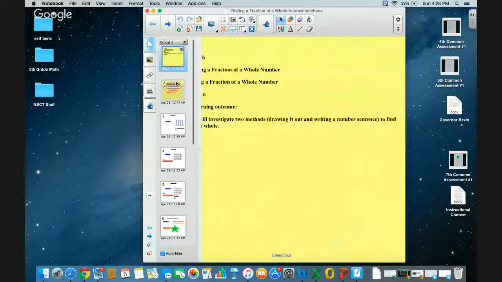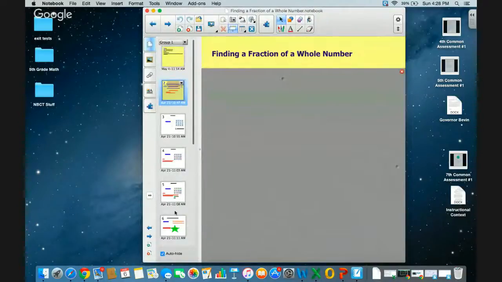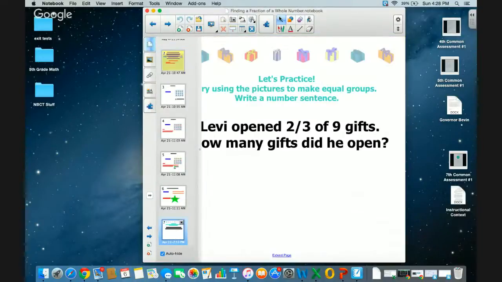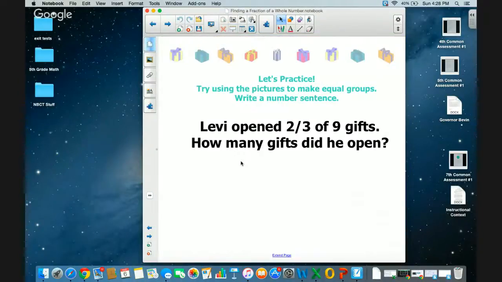All right, so we're going to look at some of these word problems for a second. Like this one. Levi opened 2/3. And why did I put a box around that? What does "of" mean? Of means to multiply. So it says write a number sentence.